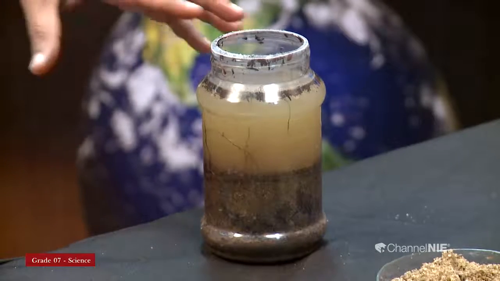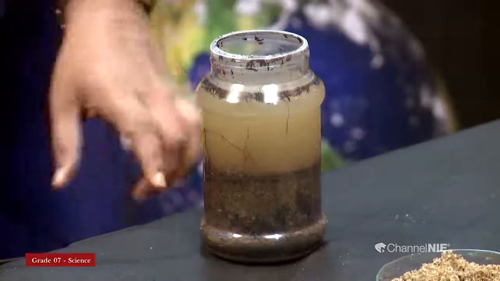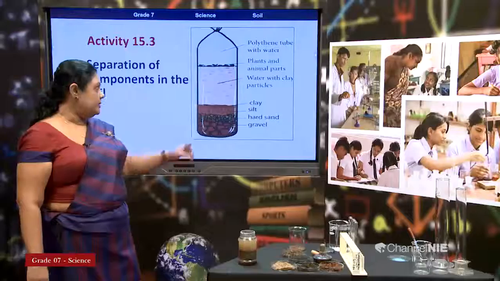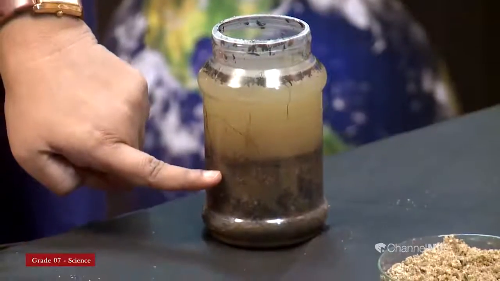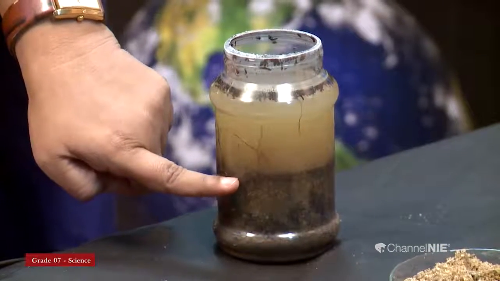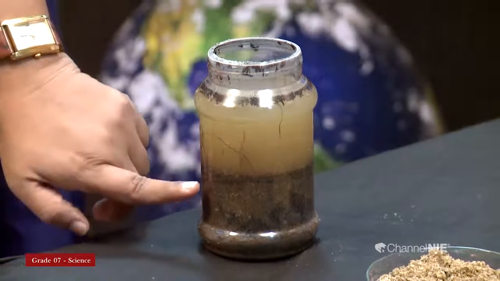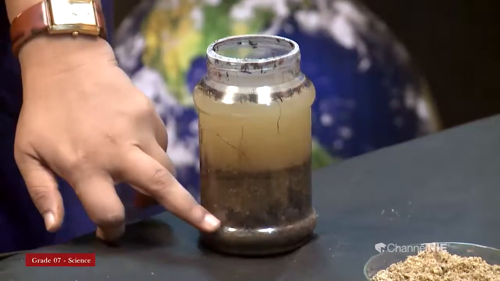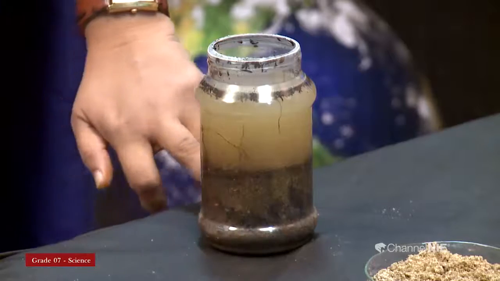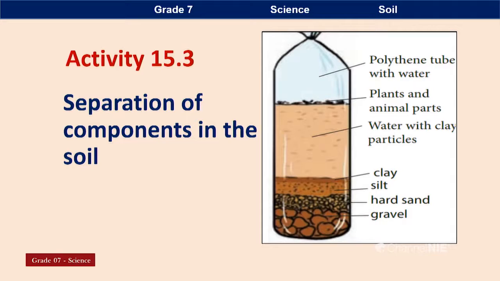But still, if you happen to keep this for a little longer, you will see that it will also become clearer. Then the next layer, you can see, is a clay layer. Can you see this clay layer? The first layer after this water level is the clay layer. Then the silt layer can be seen. Here the silt layer can be seen. Hard sand, but it is hard, is found there. Then gravel is found at the bottom. So, gravel, hard sand is there.